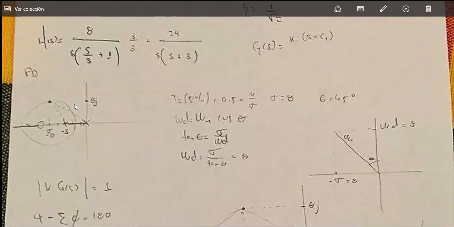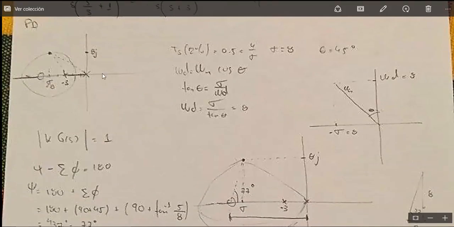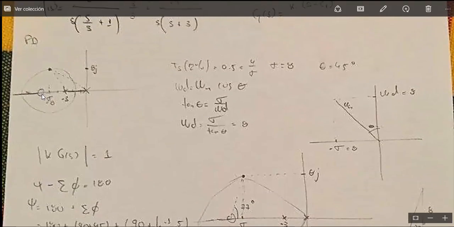We can build two different compensators. One type is PD or PID. In this case, we're going to do a PD compensator, which is just adding one zero on the negative x axis. So we put the zero of the compensator right here, and we can pass to calculate the exact position of this zero.